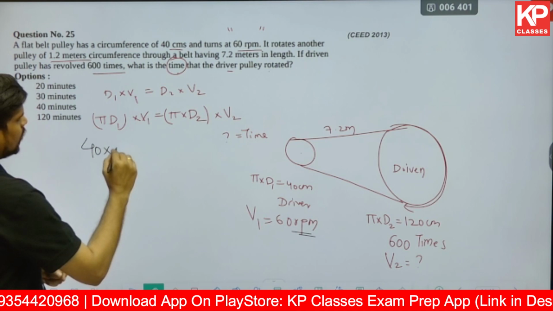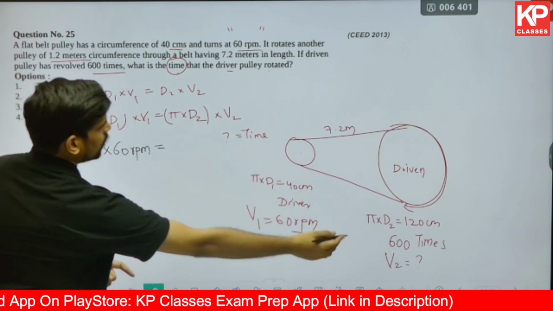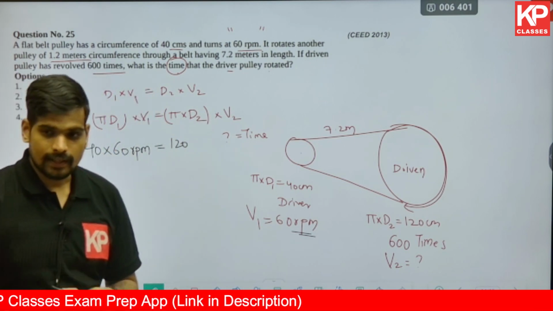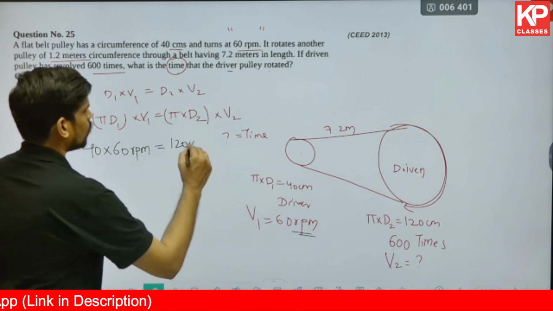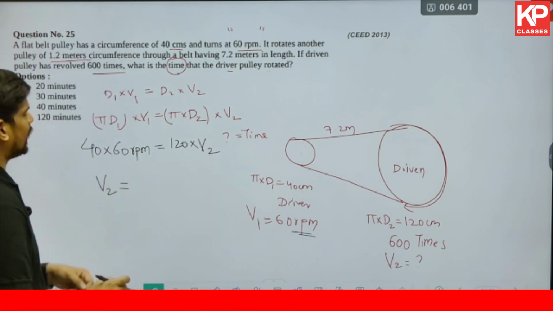40 centimeter multiplied by 60 rpm will be equal to 120 centimeters. 1.2 meter is nothing but 120 centimeter. That's the circumference of the second disc. Pi into d2, that is 120, into rotational velocity of the second disc. So what is the rotational velocity of the second disc we are getting?